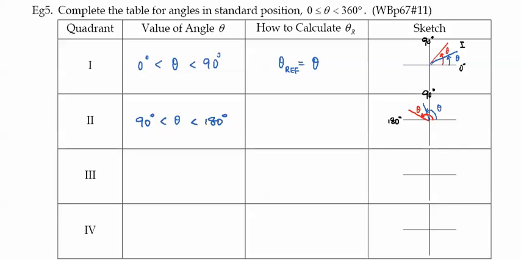When you are in this quadrant, your reference angle will still be less than 90 degrees. Reference angle will always be less than 90 degrees. And your reference angle can be calculated using 180 minus the angle itself. So that will give us the space here. This will be your reference angle.